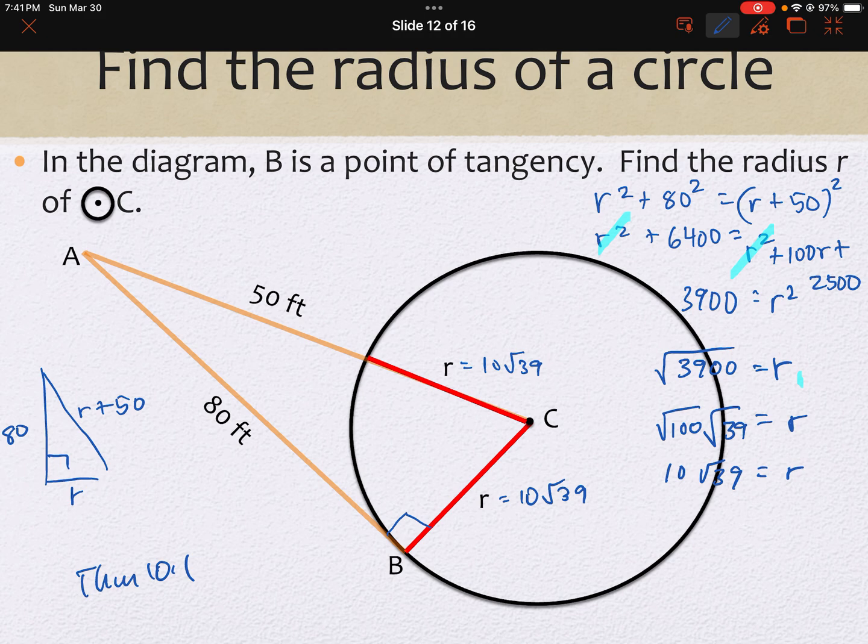Also, this worked out too, fortunately. 10 squared to 39, what does that equal? 62.45 it looks like. So if you're more of a decimal person, that's not the exact answer. The exact answer is a little bit less. 10 squared to 39, that is exact.